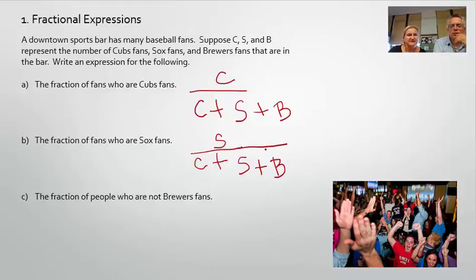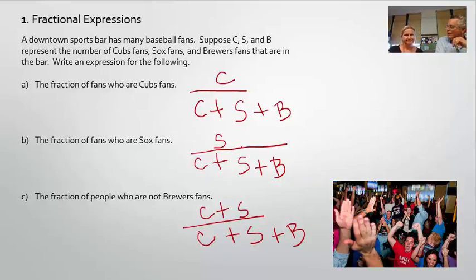And for part C, I want the fraction of people who are not the Brewers fans. So if they're not the Brewers fans, they're the Cubs fans and the Sox fans. So I want Cubs plus Sox, which are not the Brewers, again over the total, which is C plus S plus B.